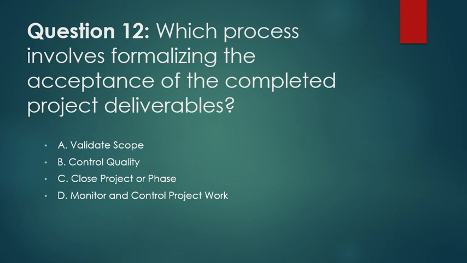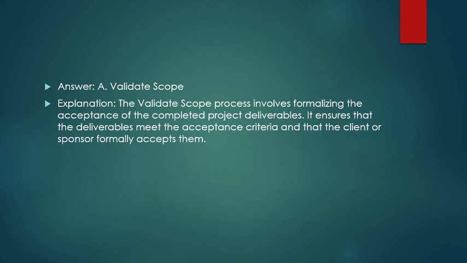Which process involves formalizing the acceptance of completed project deliverables? Validate scope, control quality, close project or phase, monitor and control project work. Validate scope. The validate scope process involves formalizing the acceptance of completed project deliverables. It ensures that the deliverables meet the acceptance criteria and that the client or sponsor formally accepts them.